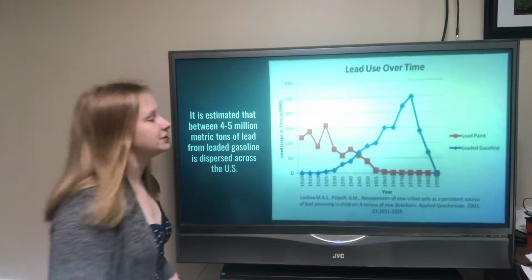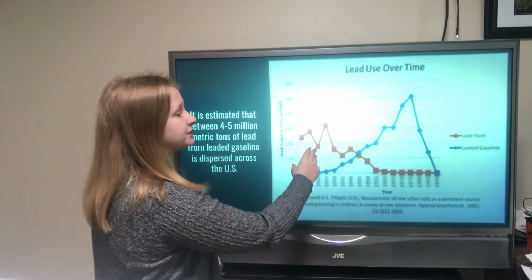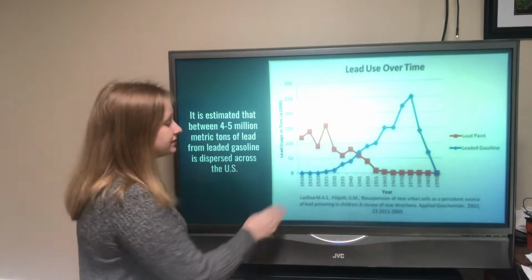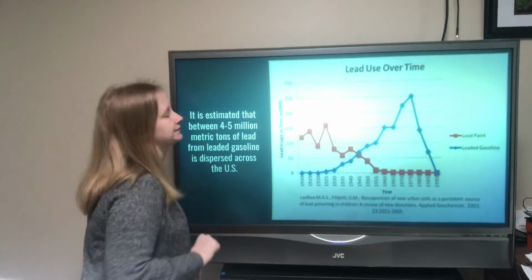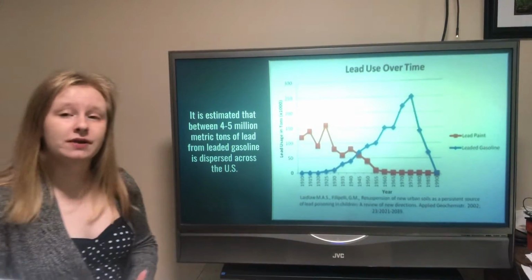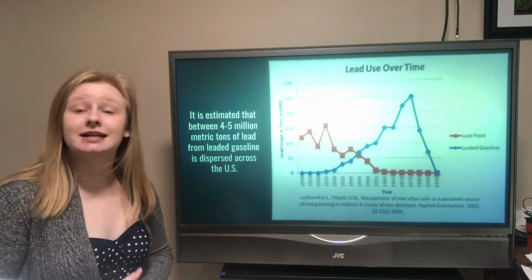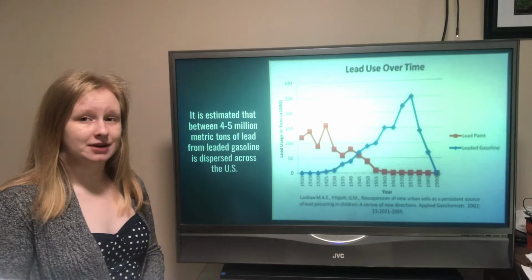This graph shows lead use over time. In red you will see lead paint, and in blue you will see leaded gasoline. This measures use from the years of 1910 to 1990. It is estimated that between 4 and 5 million metric tons of lead has been dispersed across the United States because of products like leaded gasoline.